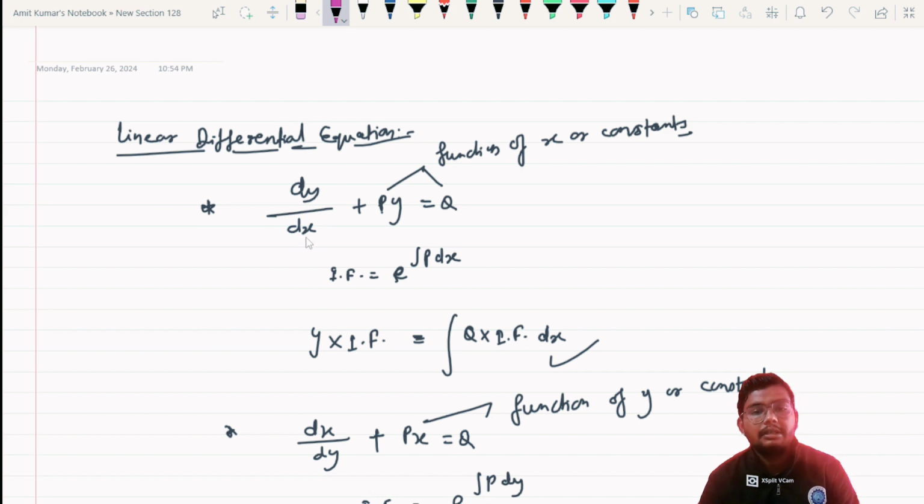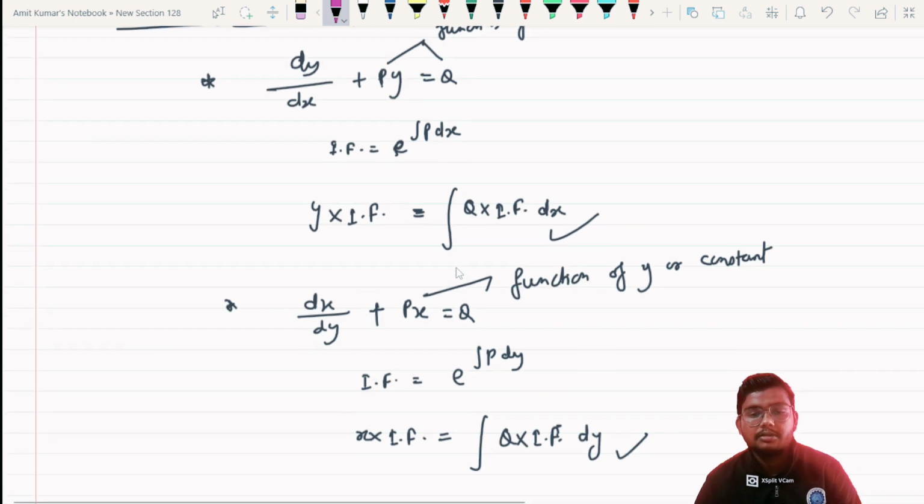You can think of it this way also: whatever P and Q we are given, they will either be functions of x or constants. That's why we integrate with respect to x. Once you find the integrating factor, you write y into integrating factor equal to integral of Q into integrating factor into dx.